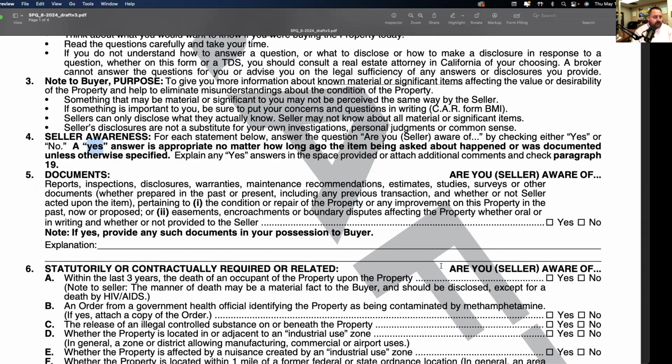That's it. If you do, then you're going to explain in that space where it says explanation. It's not a lot of space, so you're probably going to have to do an addendum where you're going to have those explanations. Okay?